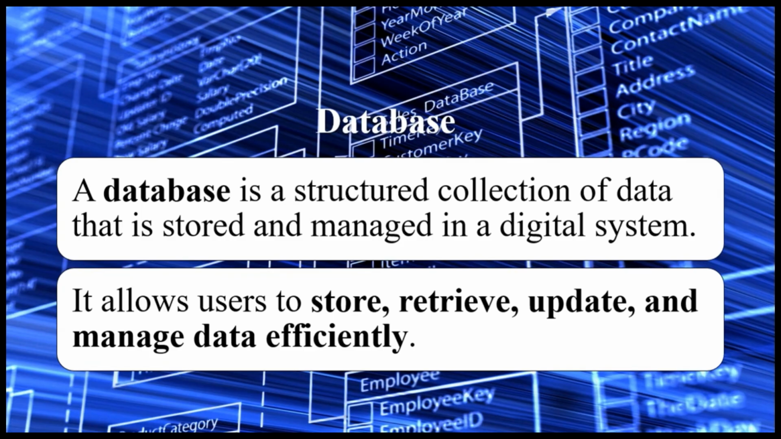A database is a structured collection of data that is stored and managed in a digital system. A database is like a digital filing cabinet. It stores, organizes, and manages data so we can easily find and use it when needed. For example, your phone's contacts list with names, numbers, and emails. That's a mini database.